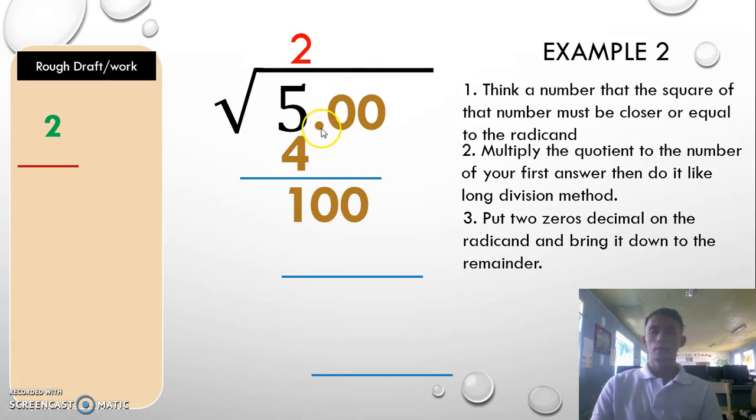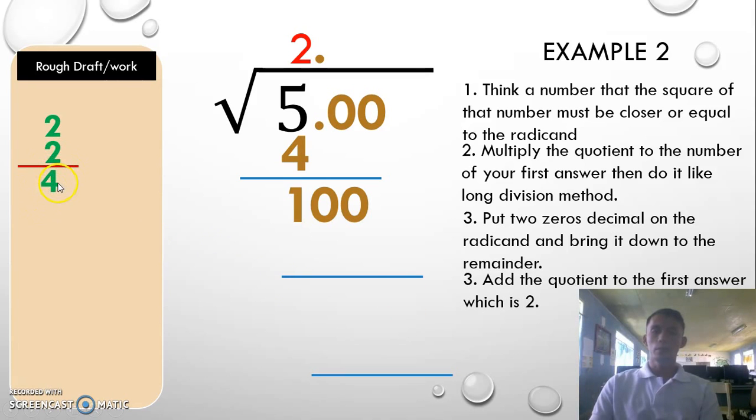Take note, if you have 0.00 here, your quotient must also have a decimal point. And a while ago, you thought of 2, so you add that number. You add the quotient to the first, which is 2, so you have 4. Alright, so you have 100, and you have 40 something. What is that something?